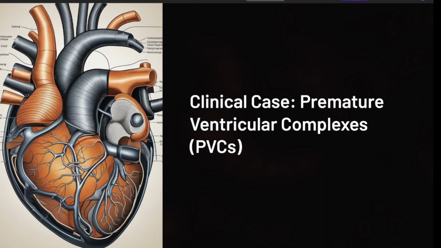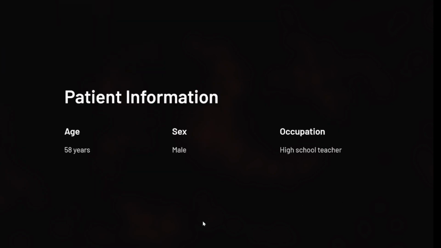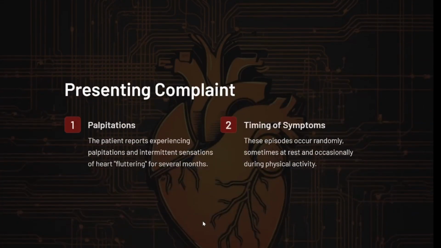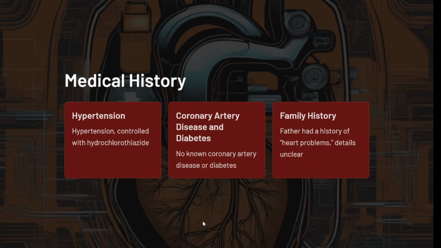Clinical case: premature ventricular complexes, PVCs. Patient information: age 58 years, sex male, occupation high school teacher. Presenting complaint: the patient reports experiencing palpitations and intermittent sensations of heart fluttering for several months. These episodes occur randomly, sometimes at rest and occasionally during physical activity.